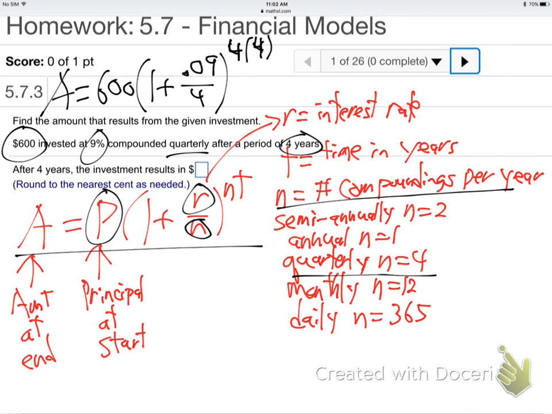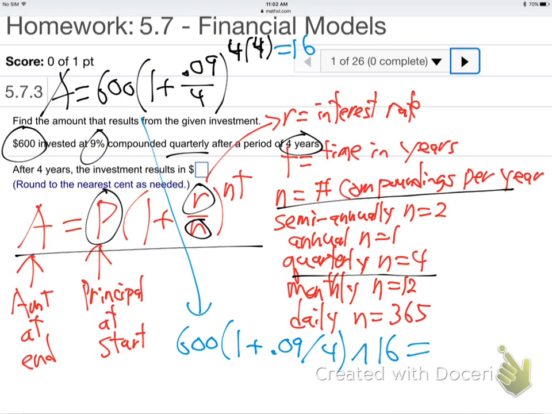So there's what we need to type into our calculator. Let's just hit the buttons at this point. I think it's easiest to go ahead and figure out that power ahead of time. 4 times 4 is 16. And so what I'll type into my calculator will be 600, plus 0.09 divided by 4, to the power 16, equals. They're all a little different, but probably it's something like this on your calculator. Oh, I didn't bring mine. I should have. Let me grab mine.